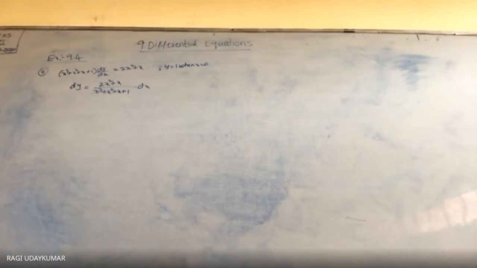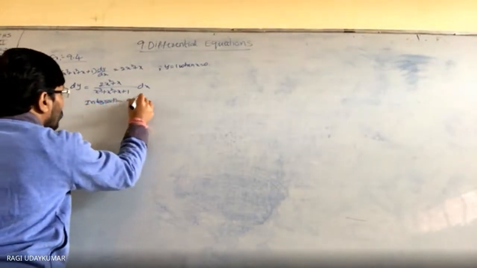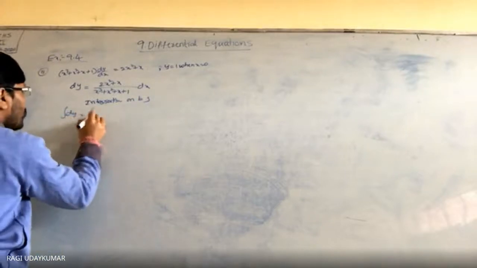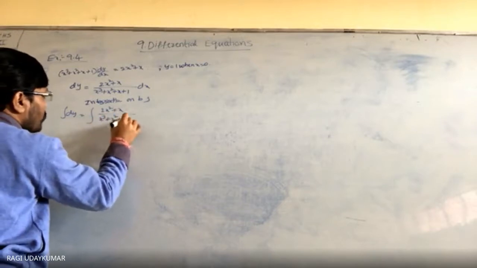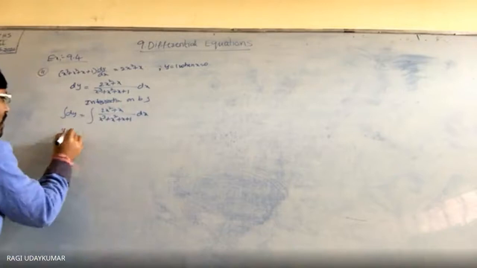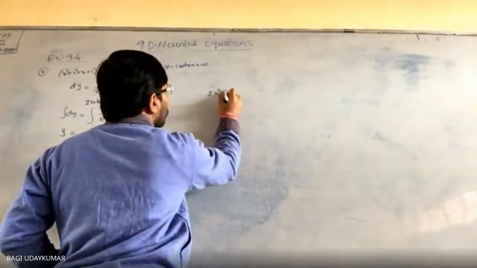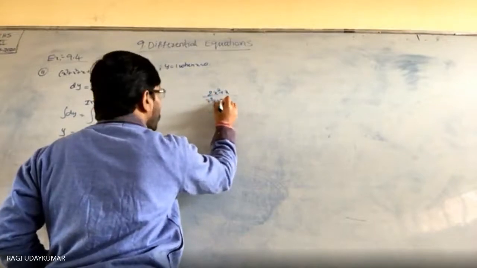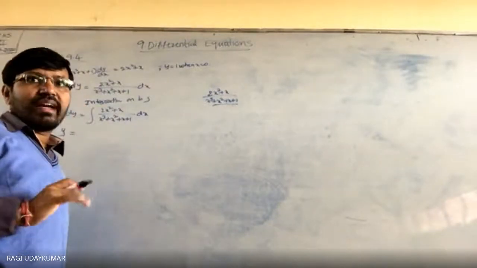Okay. Now integrating on both sides. Integration of dy is equals to integration of 2x square plus x by x cube plus x square plus x plus 1 dx. This is what you are going to get. Then how do we find out the integration of this one? Whenever this model question is given to you, 2x square plus x by x cube plus x square plus x plus 1, first, is it possible for you to factorize this one? You check it. We can factorize it.